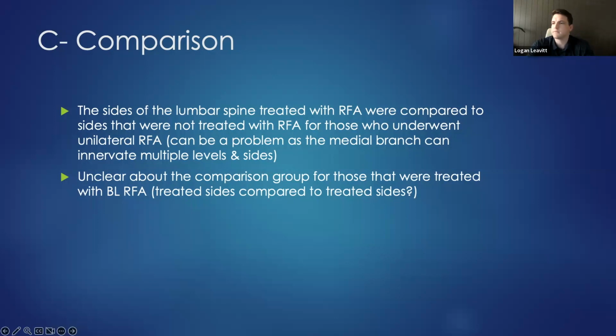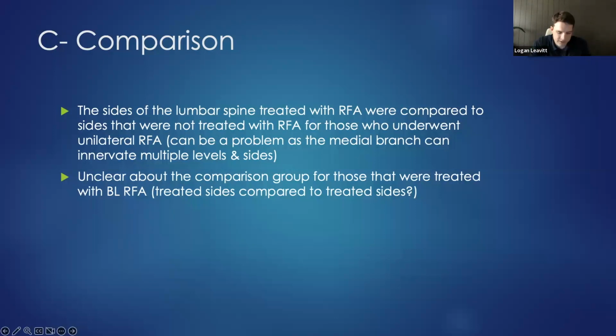And then the other part of the comparison is for the people that had bilateral radiofrequency ablation. So for instance, they had radiofrequency ablation done at L4-5 on the left and on the right side. Then they said they compared them to treated sides, basically. So they said those treated sides were compared to treated sides. So it's not super clear if they compared it to other folks in this study, or if that same patient population.